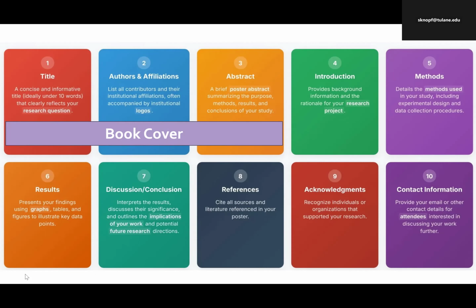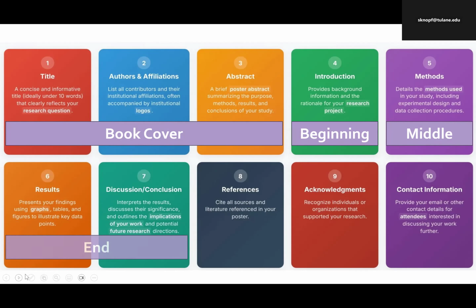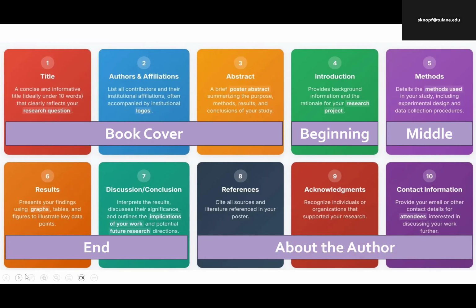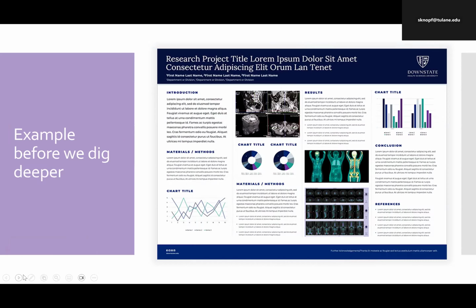And then you've got your beginning, which is your introduction, which provides your background information and the reason for your research project. Then you got your methods, which is the middle. That's kind of how you got from start to end. You have your results and your discussion and conclusion, and that's the end of your book. And then finally, you have your about the author, which is your references, acknowledgments, and contact info, because oftentimes when you're doing a poster presentation, you're hoping to get people to talk to you.